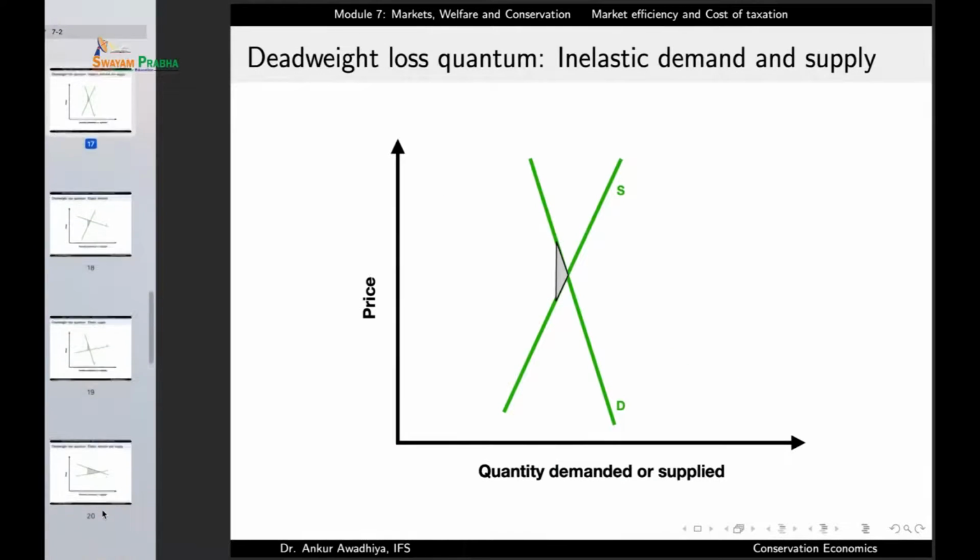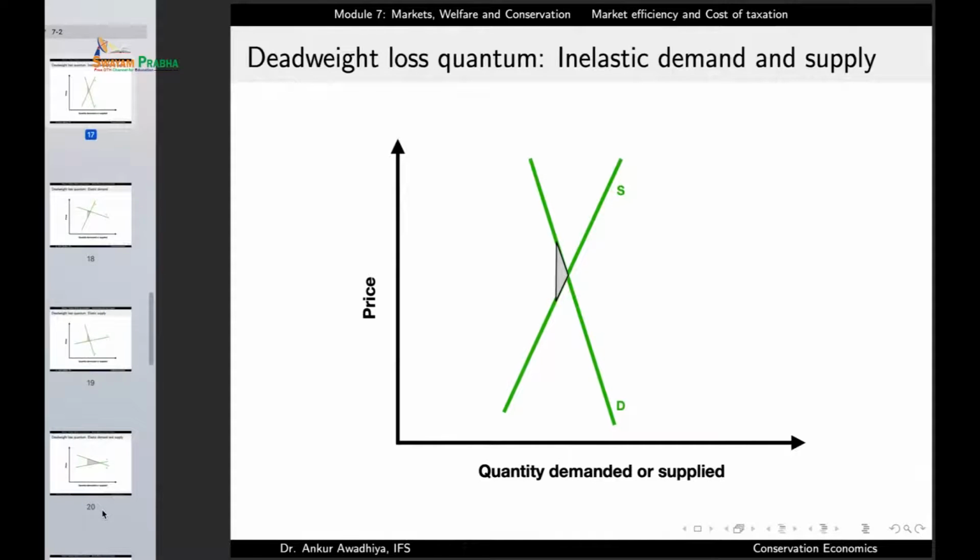Now, the quantum of the deadweight loss would depend on how elastic or inelastic the demand and supply are. If you remember, when we talk about inelastic demand or supply, they are represented by curves that are more towards the vertical. They look very much like the letter I because they look a bit more vertical. So when we talk about an inelastic demand and an inelastic supply, it means that when there is a change in the price, there is no change, or very little change, in the quantity demanded or the quantity supplied.